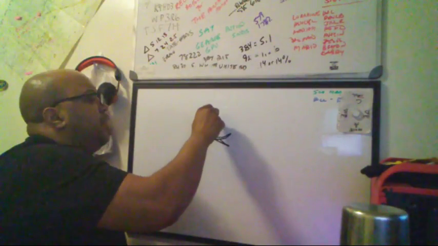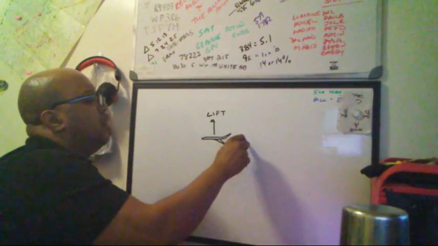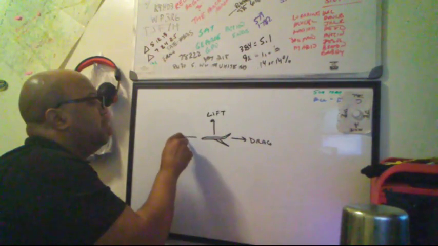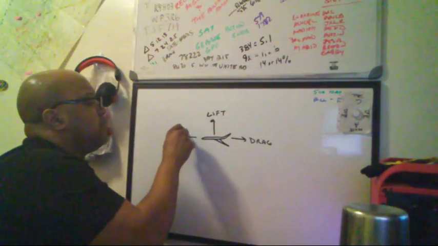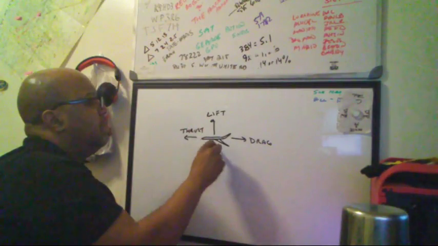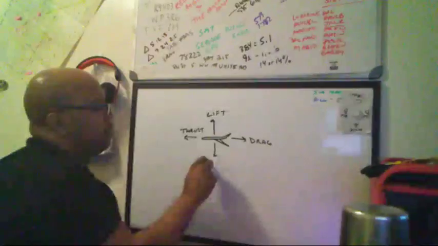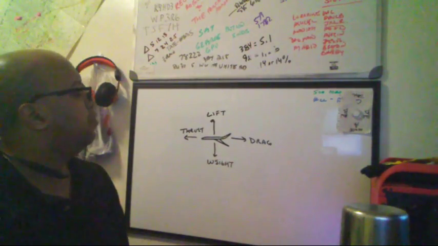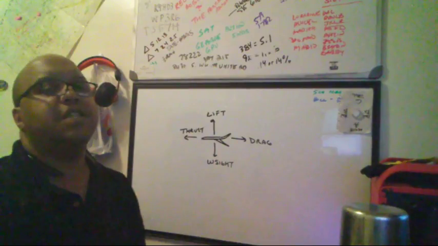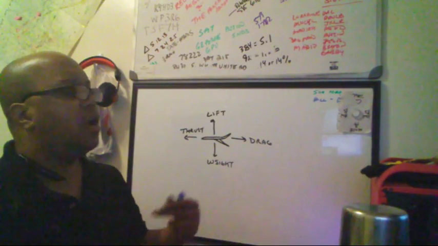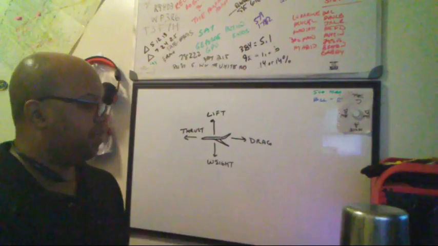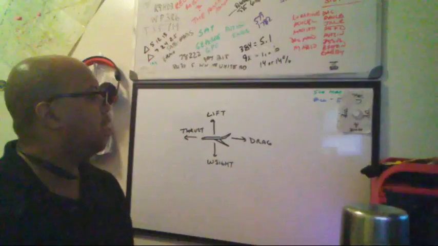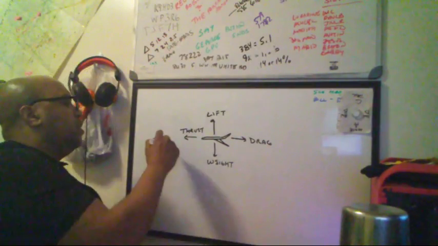We have a lift vector, a drag vector, and I'm trying to make these as even as possible. All right, so there are four forces of flight, and the question is asking us, when are the four forces in balance? The four forces are in balance in level, unaccelerated flight. Only.